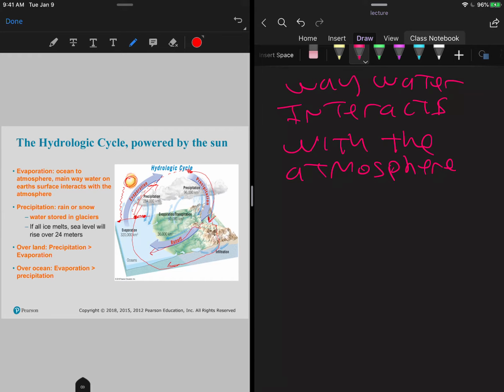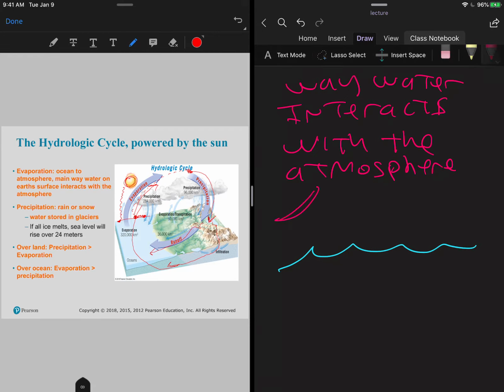So remember what evaporation is. If this is water here, you have liquid water, and you have the heat from the sunlight coming in. This is the sun, this is the heat from the sunlight. It's going to turn that water into a gas that's going to go into the atmosphere.